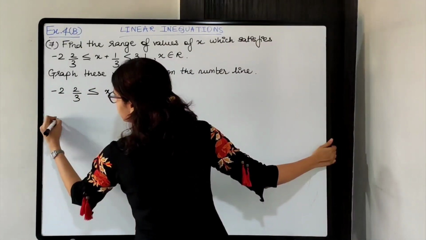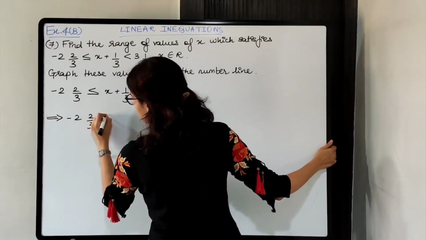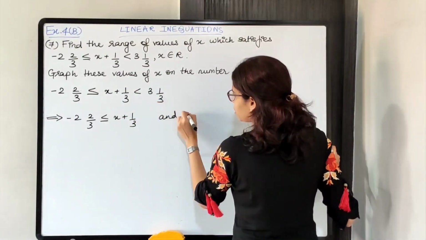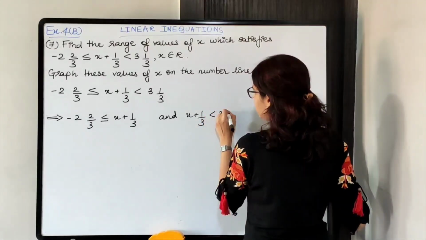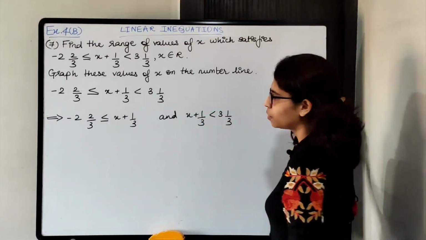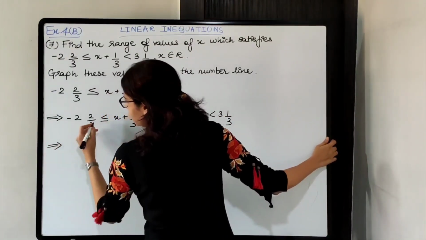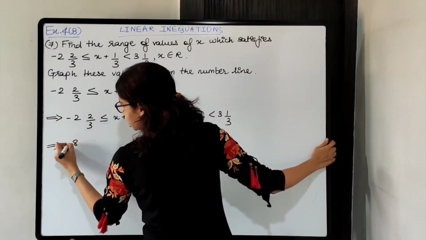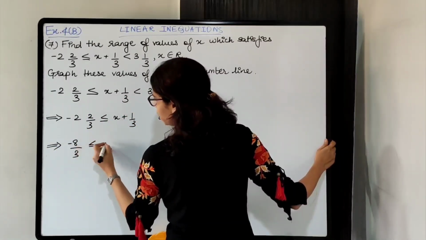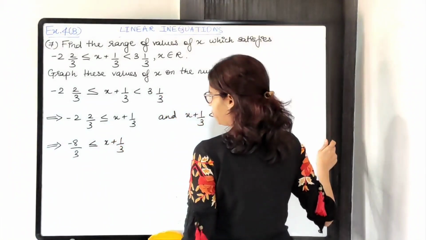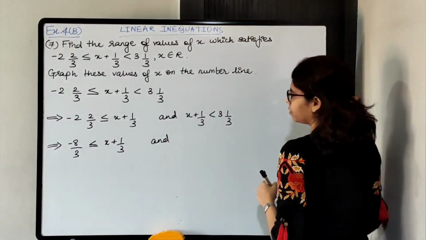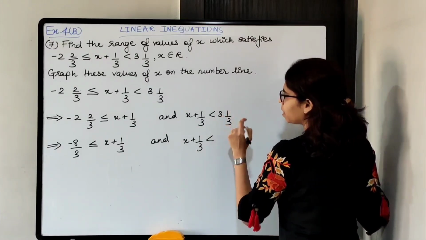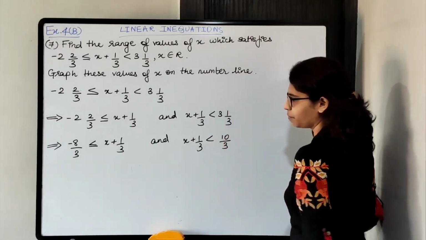So minus 2 2 by 3 is less than or equal to x plus 1 by 3, and x plus 1 by 3 is less than 3 1 by 3. Here also we have a mixed fraction. So we'll solve this first. 3 2s are 6, 6 plus 2, 8. And negative sign है, so minus 8 by 3 is less than or equal to x plus 1 by 3. And here we'll solve this first. 3 3s are 9, 9 plus 1, 10, 10 by 3.